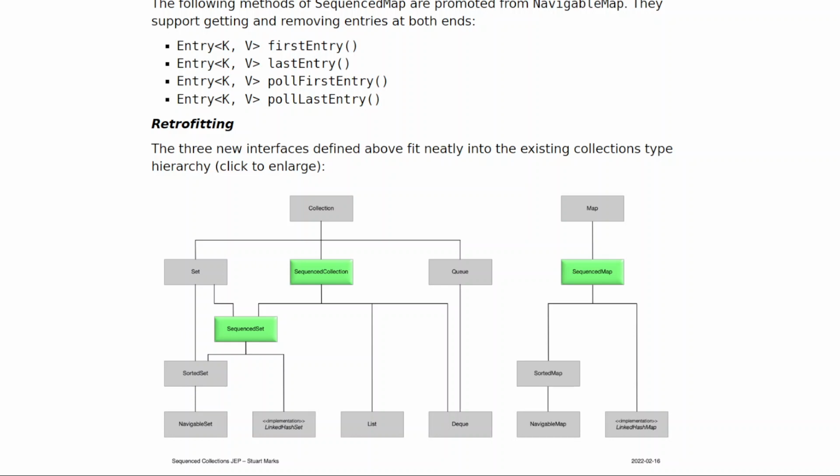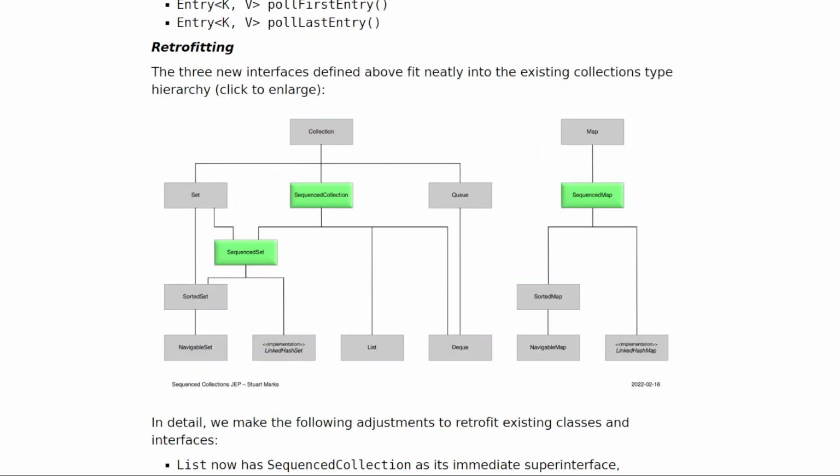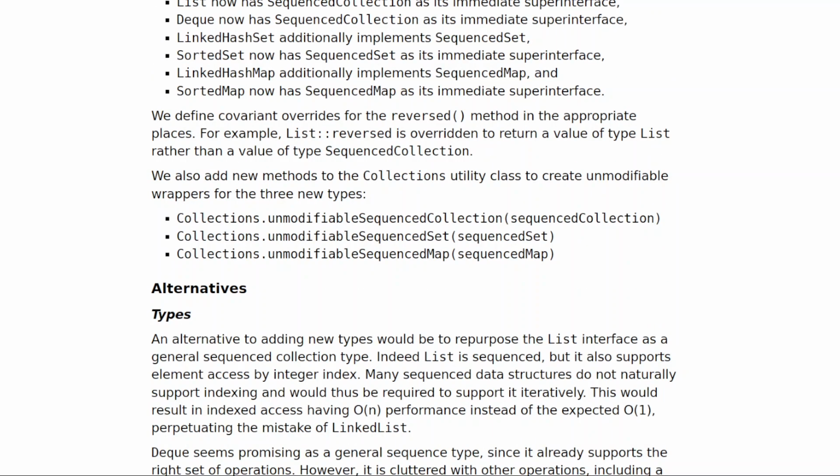Retrofitting. The three new interfaces defined above fit neatly into the existing collections type hierarchy. In detail, we make the following adjustments to retrofit existing classes and interfaces. 1. List now has SequencedCollection as its immediate superinterface. 2. Deque now has SequencedCollection as its immediate superinterface. 3. LinkedHashSet additionally implements SequencedSet. 4. SortedSet now has SequencedSet as its immediate superinterface. 5. LinkedHashMap additionally implements SequencedMap. And 6. SortedMap now has SequencedMap as its immediate superinterface.